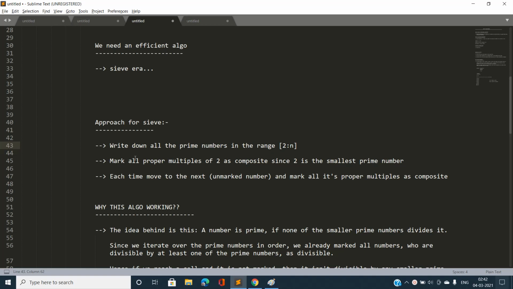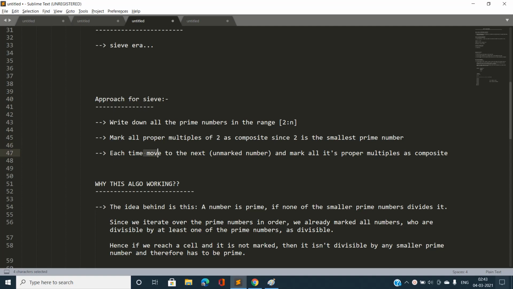Mark all proper multiples of 2. I am going to begin with 2, which is a prime number, and it is unmarked yet. So I'm going to mark all its proper multiples. Note that I'm using the term proper multiples, so be careful. I'm going to mark all the proper multiples of 2 as composite, since 2 is the smallest prime number. Each time, move to the next unmarked number and mark all its proper multiples as composite.